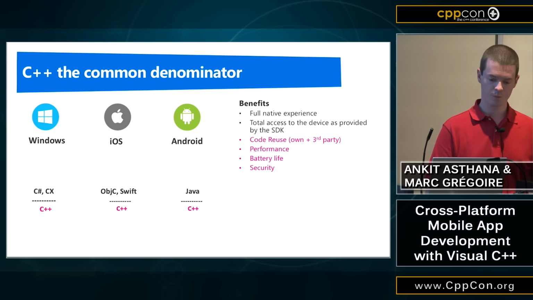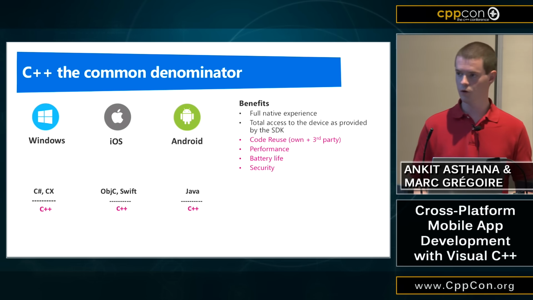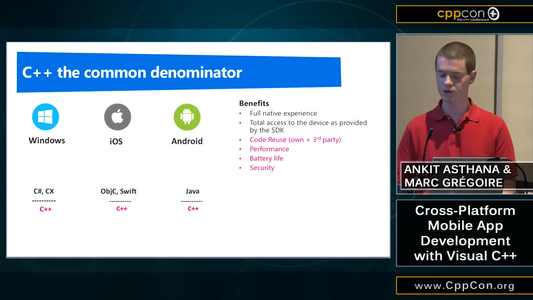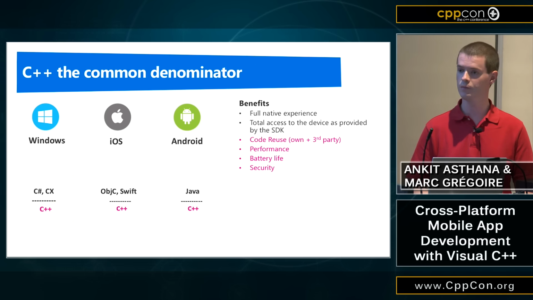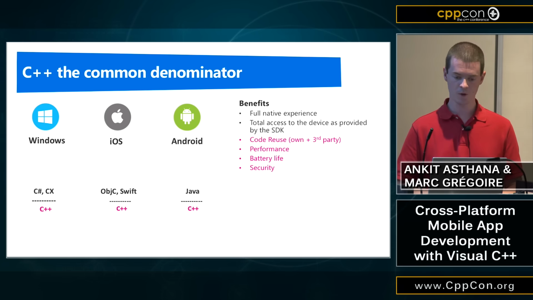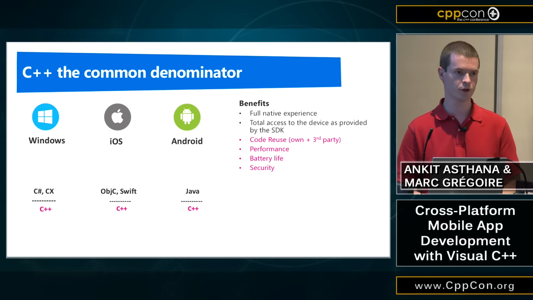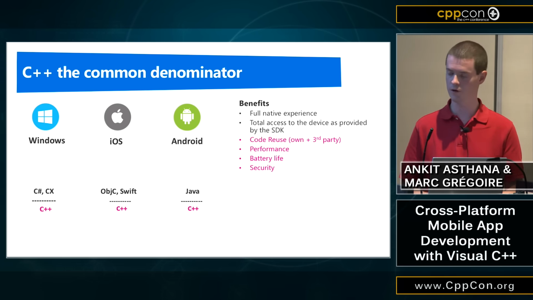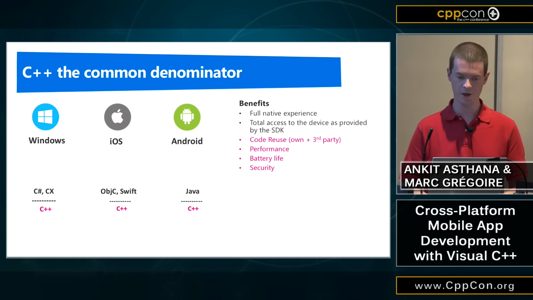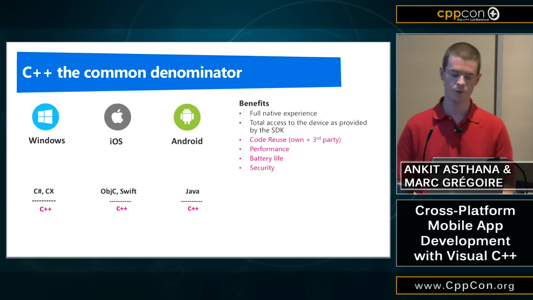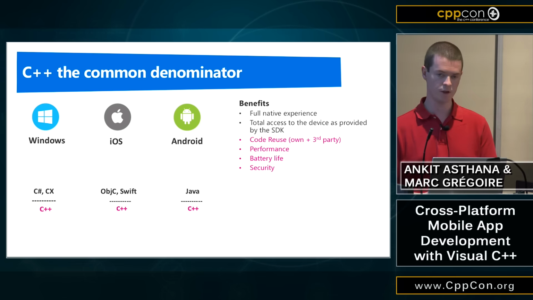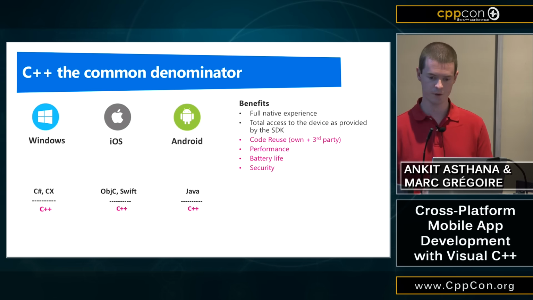So you might have a lot of old code lying around that is written in C++. You can directly use it. If you write a new feature, you write it in C++, and you can use it on all three platforms. But there are also a lot of third-party C++ libraries out there. For example, the Unreal Engine or EA Frostbite Engine are both mainly written in C++, so you can immediately use these on the three platforms.